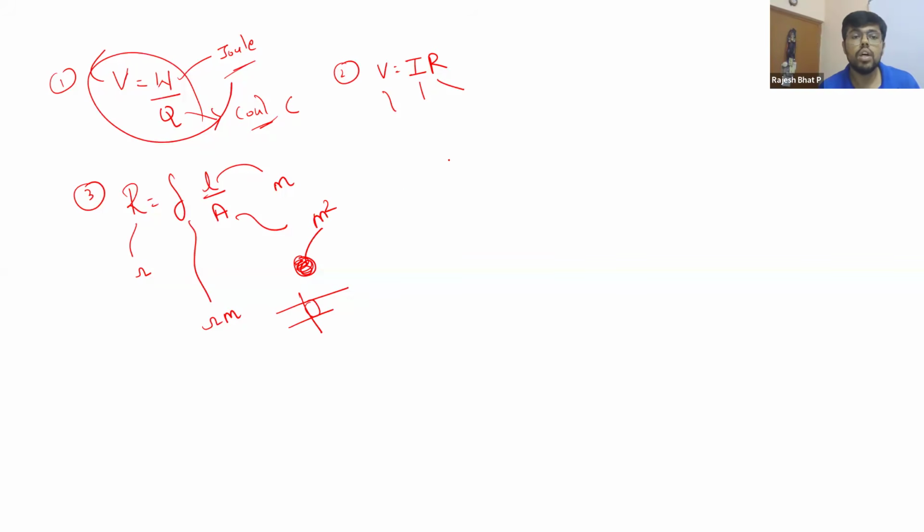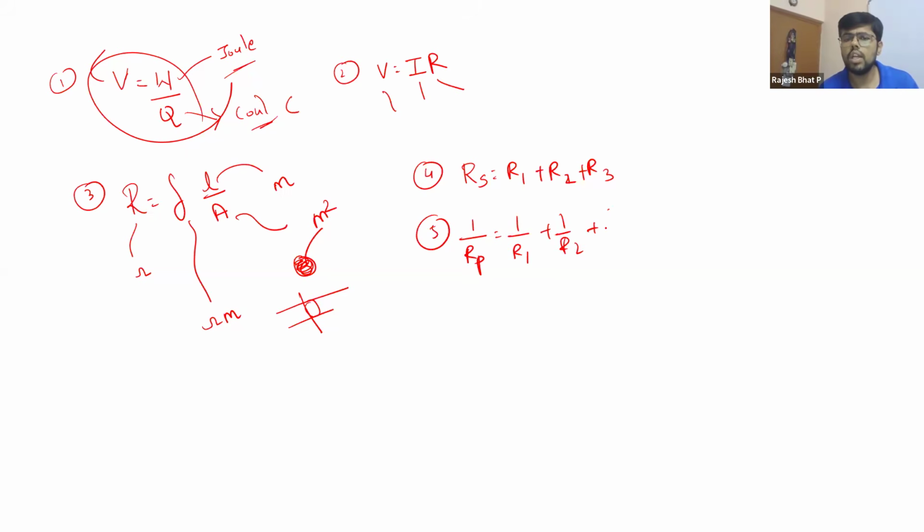Next, the fourth one is your series connection formula. It is very simple. Add all the resistors. If there is a parallel connection, 1 by Rp is equal to 1 by R1 plus 1 by R2 and so on. This everybody knows. Let us see how questions will be asked.